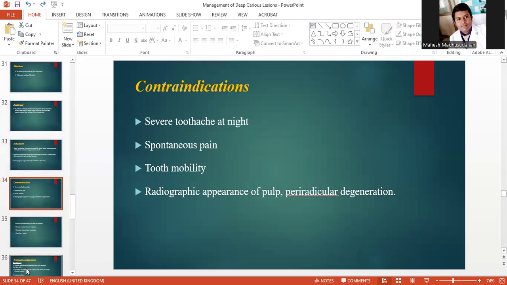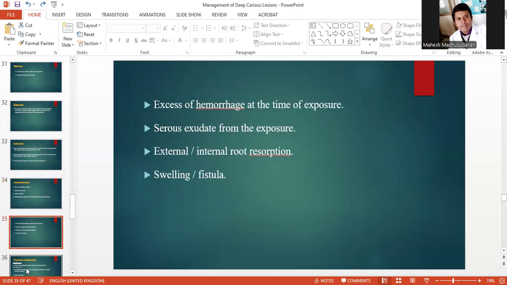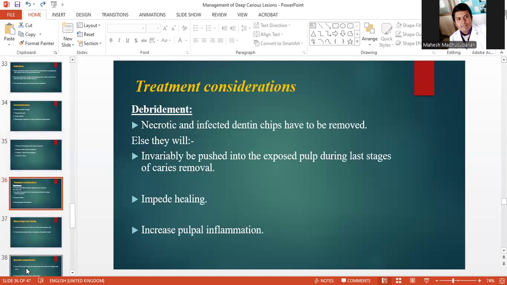Contraindications include severe toothache at night, spontaneous pain, tooth mobility, radiographic appearance of pulp or periradicular degeneration, excess hemorrhage at the time of exposure, serous exudate from the exposure, external or internal root resorption, and swelling or fistula. And treatment considerations: first, debridement.